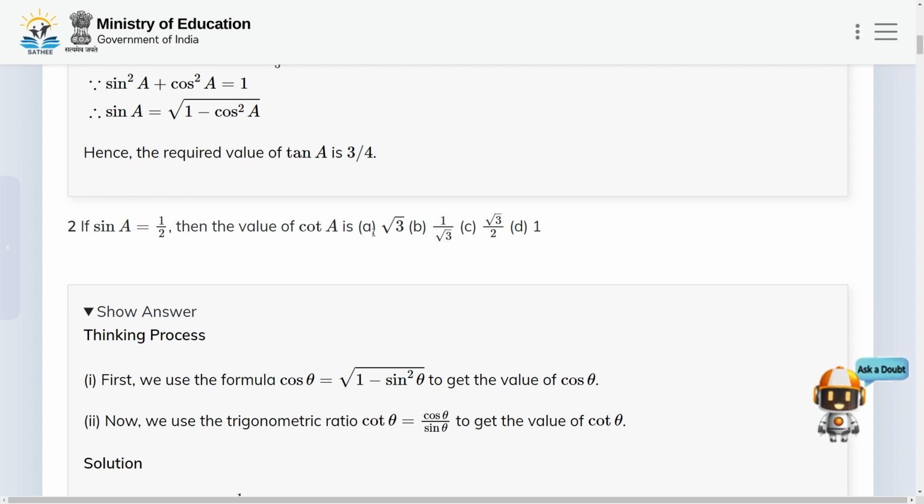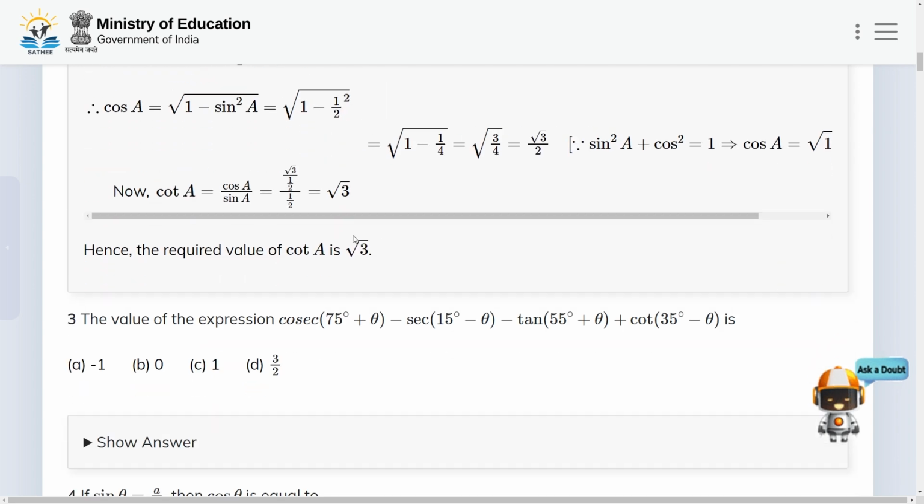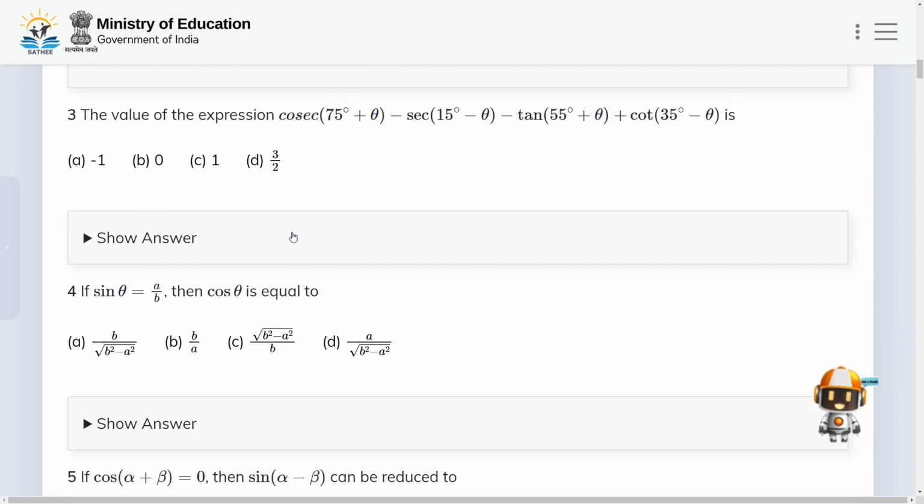Now let us move to the next problem. In the next problem, we have: the value of the expression cosec 75 degree plus theta minus sec 15 degree minus theta minus tan 55 degree plus theta plus cot 35 degree minus theta is what? We are asked the value of this expression, so let us find it.